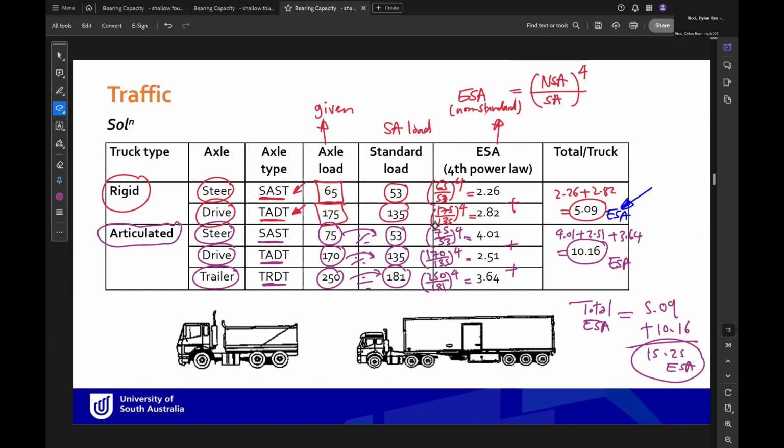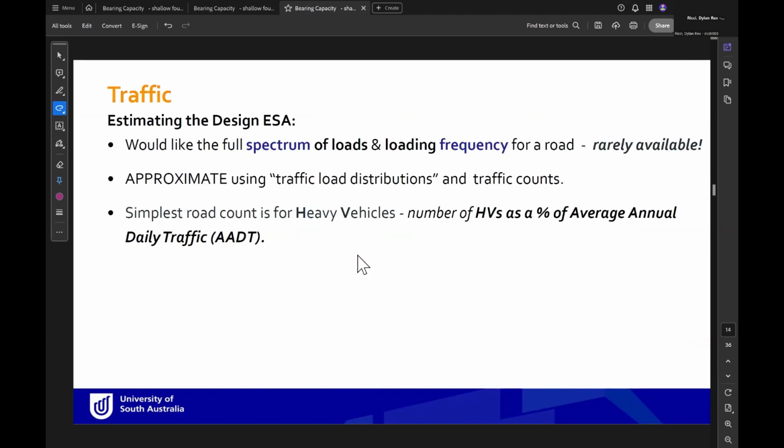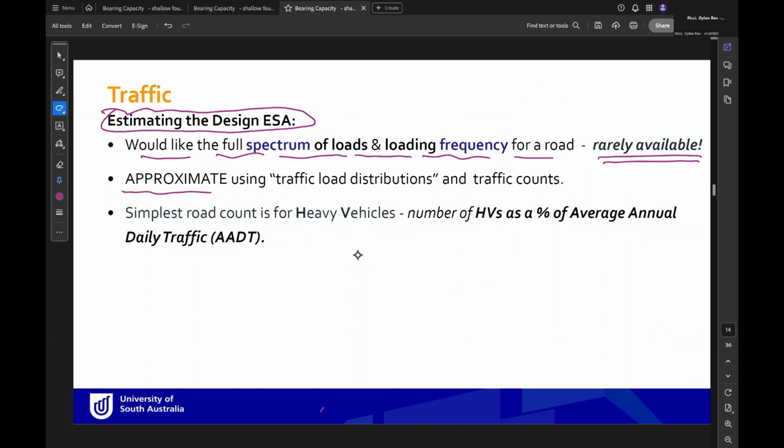Okay, so these were some examples about estimating the ESAs for some trucks. And now let's go to the next part, which is estimating the design ESA. We would like to have the full spectrum of load and loading frequency for a route, but it is rarely available because this needs a lot of statistics data, which is not available. So that's why we need an approximate method to find the estimated design ESA using the traffic load distribution and traffic counts.